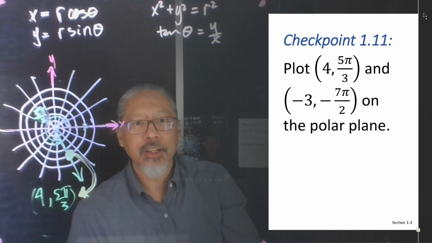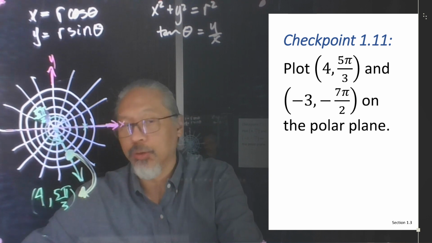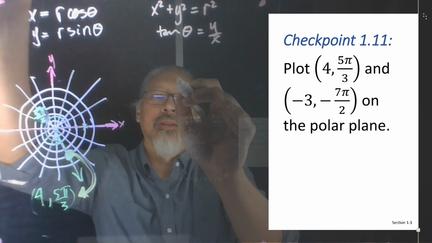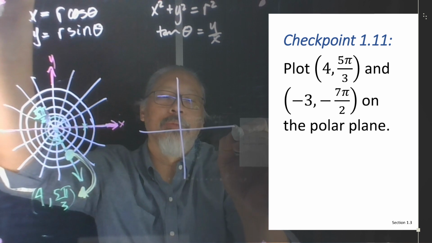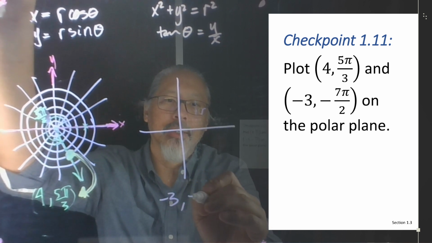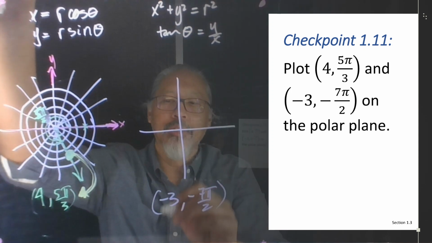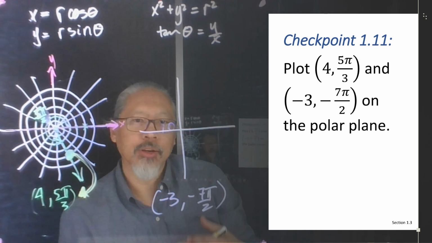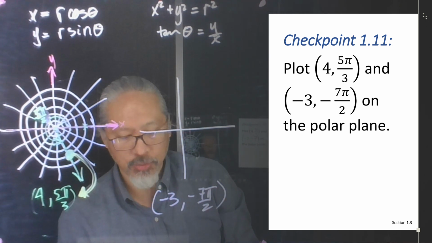Okay, let's do the next one, and this time let's not draw the whole polar coordinate system, just so we can visualize it a little bit better. For this one, we want to draw (-3, -7π/2). Generally, we want to try to avoid negative numbers for r, because a negative number for r means you're kind of going backwards to where you're pointing.